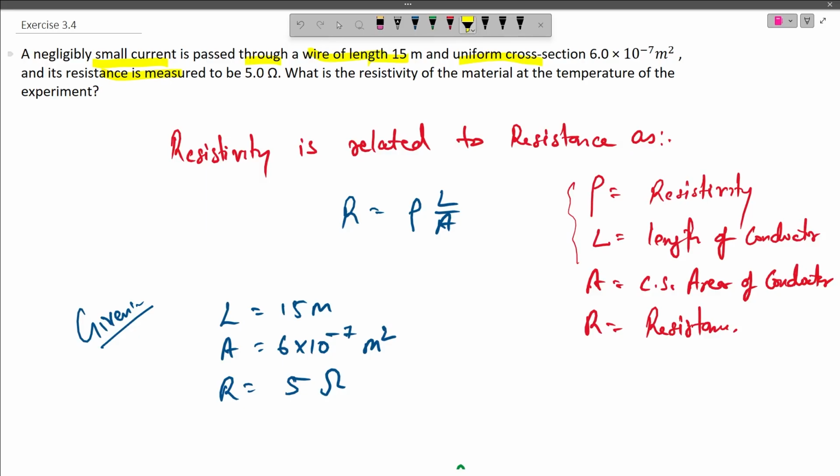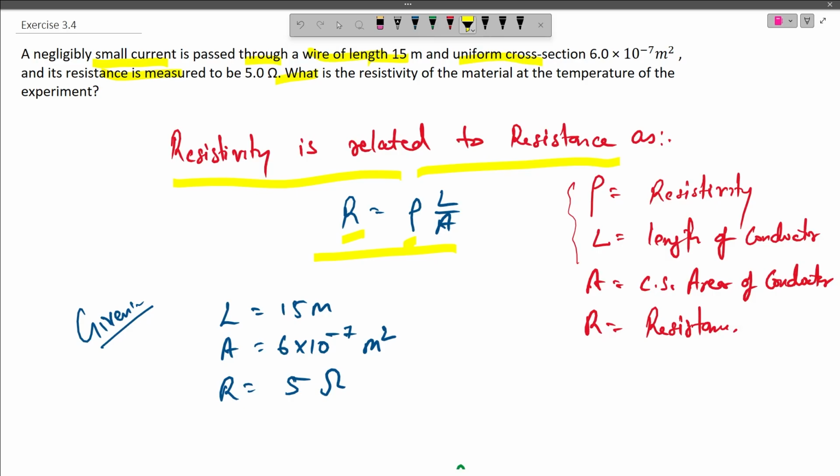So we have to find out the resistivity in this question, and we know that resistivity is related to the resistance as R, the resistance, is equal to resistivity rho multiplied by length of the conductor divided by area, cross-section area of the conductor. Now resistivity of a material is a material specific property that quantifies how strongly a given material opposes the flow of electric current. It is represented by rho, as we saw in this expression.